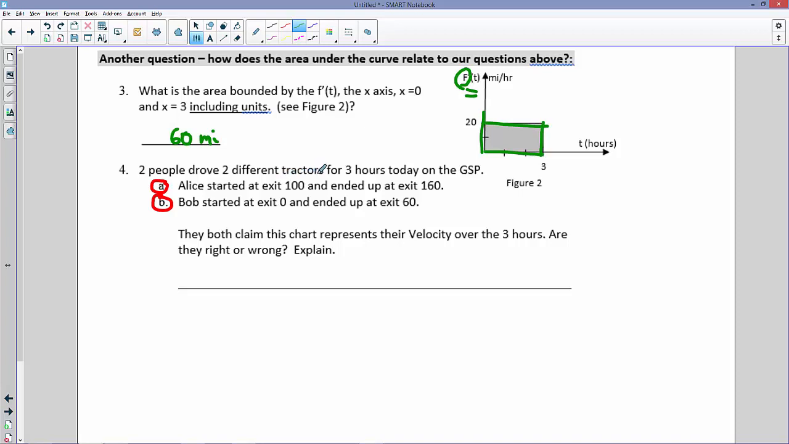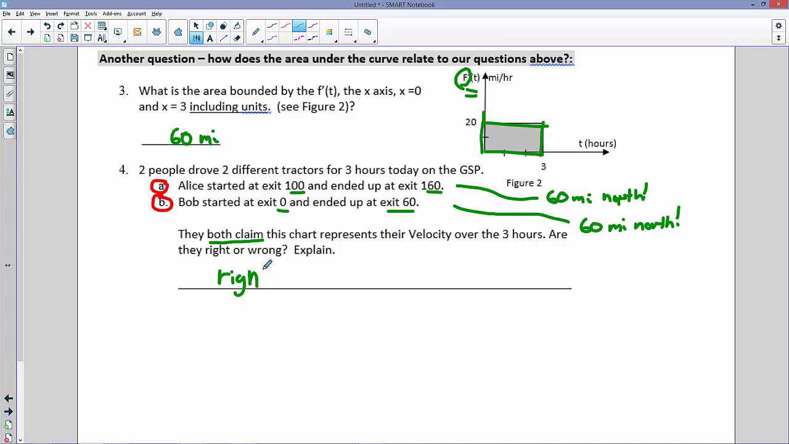Now here's the important point. Two people drove two different tractors for 3 hours today on the Garden State Parkway. Alice started at exit 100 and ended at exit 160. So that means Alice traveled, or displaced, 60 miles north. And then Bob started at exit 0 and ended up at exit 60. So Bob went 60 miles north. Same displacement. They both claim this velocity chart represents their velocity over 3 hours. Are they wrong or right? And explain. They both are right. They both can use the exact same velocity graph because the velocity only talks about displacement.